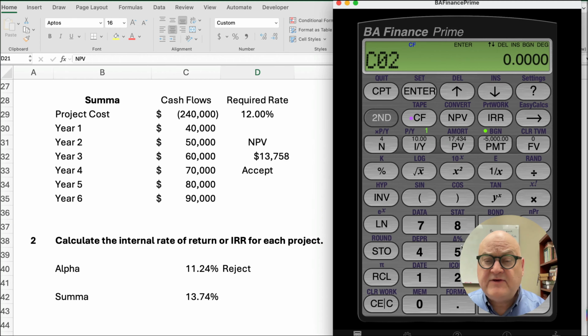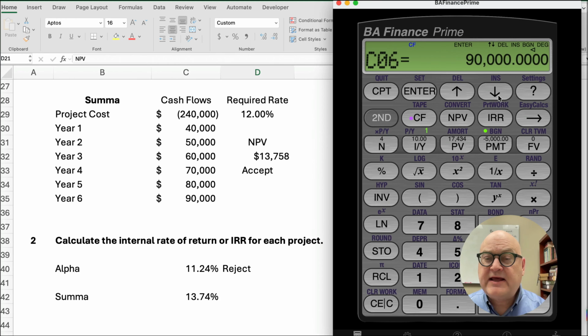Cash flow period 2 is 50,000. Enter and down arrow a couple of times. Cash flow 3 is 60,000. Enter and then skip the period 3 frequency. Cash flow period 4 is going to be 70,000, enter and then down arrow a couple of times. Year 5 is 80,000. Enter, down arrow a couple of times. Cash flow period 6 is 90,000.